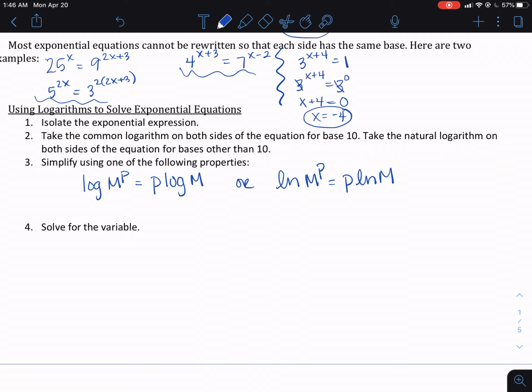So remember, if it's base 10, we use log, and if it is anything else, we use natural log. Honestly, those two can go back and forth. It's just dependent on how the problem wants it written.